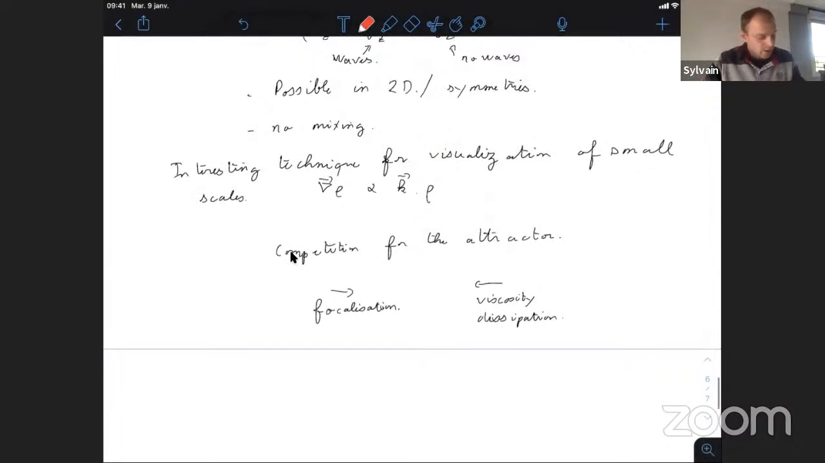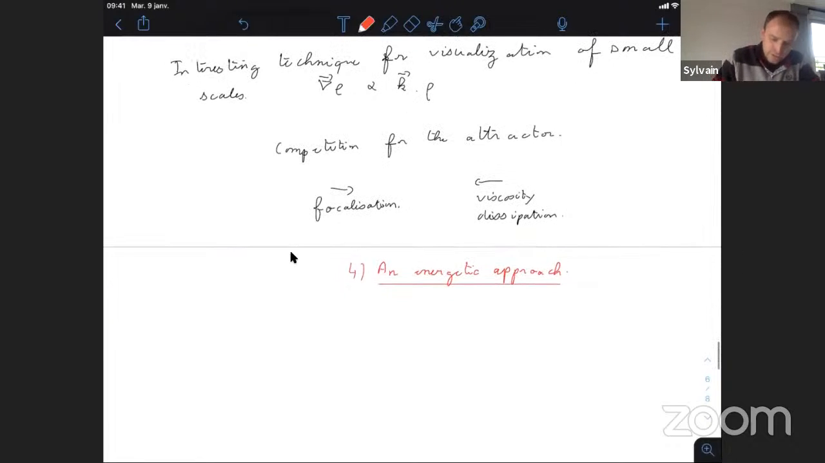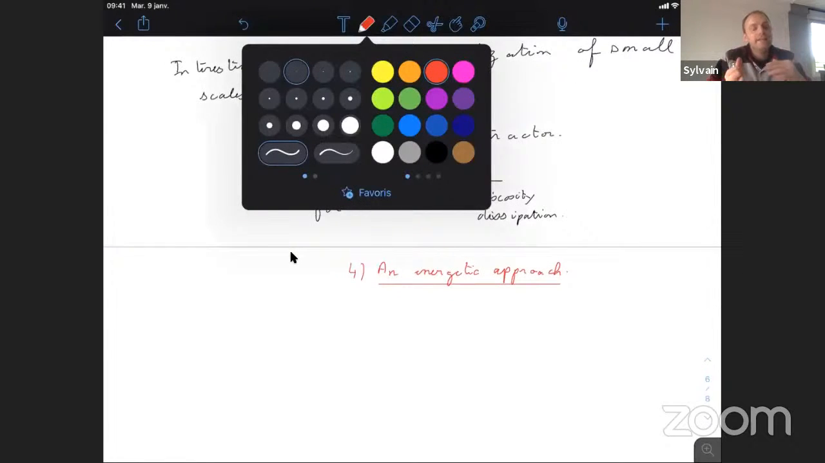And this is what I want to talk about in the next part, is that could we explain quantitatively more this competition with an energetic approach. An energetic approach means that at the end, you have a steady state.